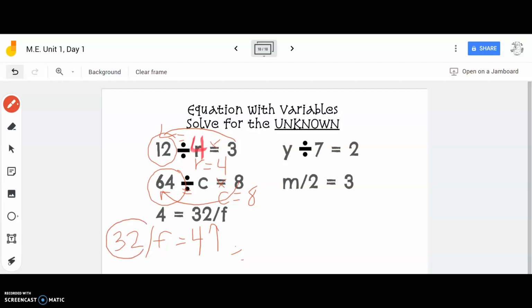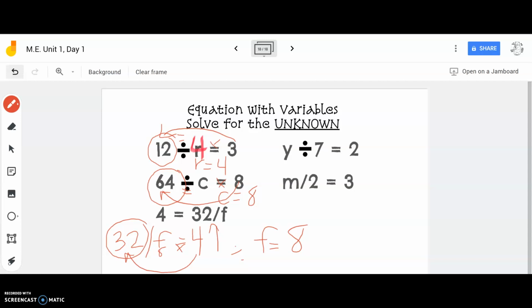Here's my whole. How many 4s fit into 32? 4, 8, 12, 16, 20, 24, 28, 32. I have 8 fingers up. I just skip counted by 4 into 32. So I know that F equals 8 because 4 times 8 equals 32.